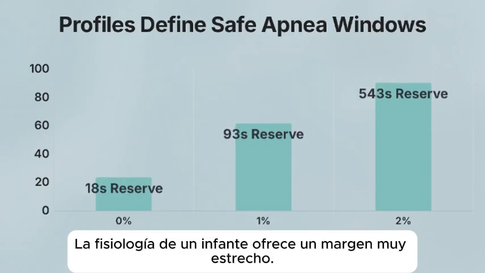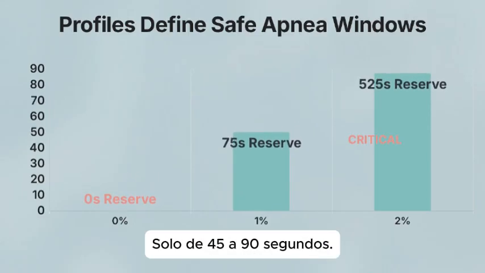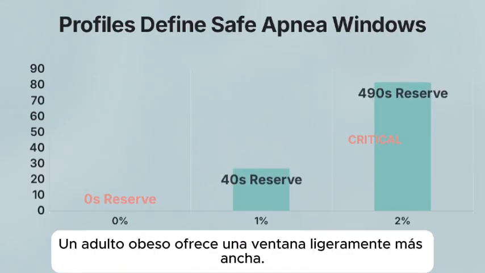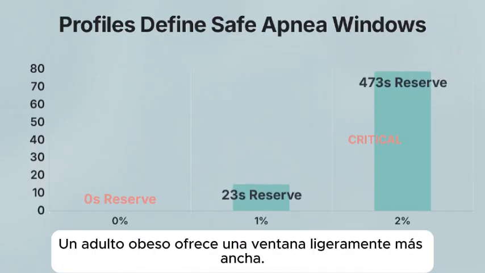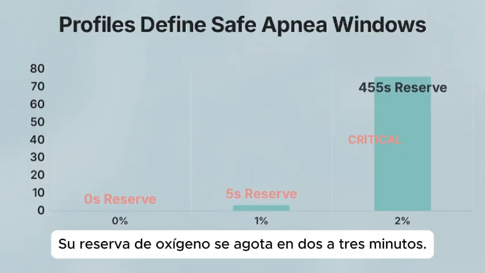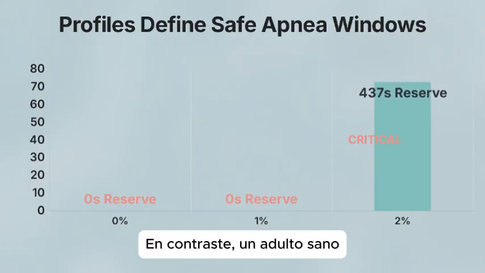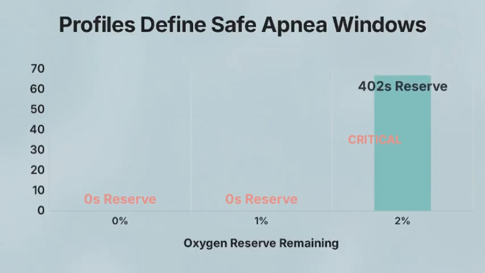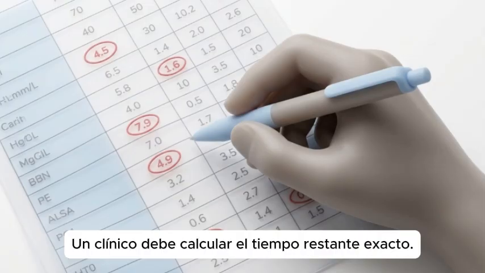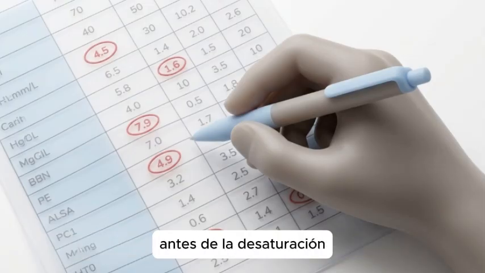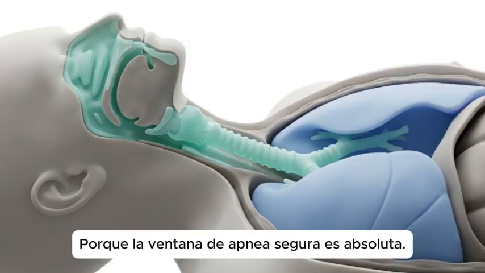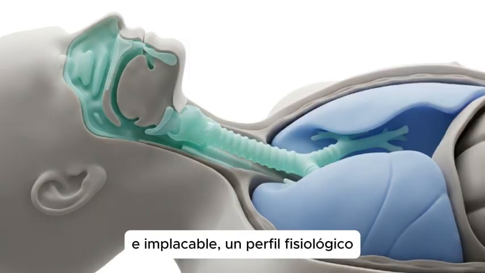An infant's physiology provides a very narrow margin, only 45 to 90 seconds of safe apnea before severe desaturation. An obese adult offers a slightly wider window, their oxygen reserve depleting in 2 to 3 minutes. In contrast, a pre-oxygenated healthy adult can maintain safe oxygenation for up to 10 minutes. Safety begins with the math. A clinician must calculate the precise time remaining before desaturation based on the specific patient in front of them. Because the safe apnea window is absolute and unforgiving, physiological profiling is the foundation of clinical safety.